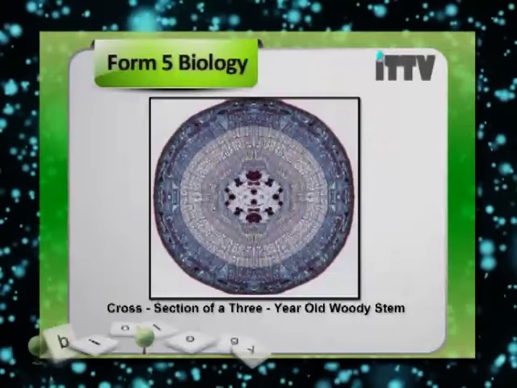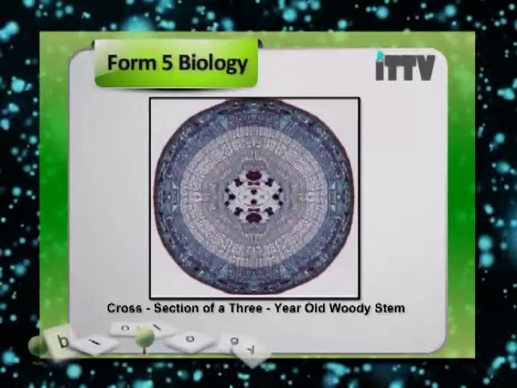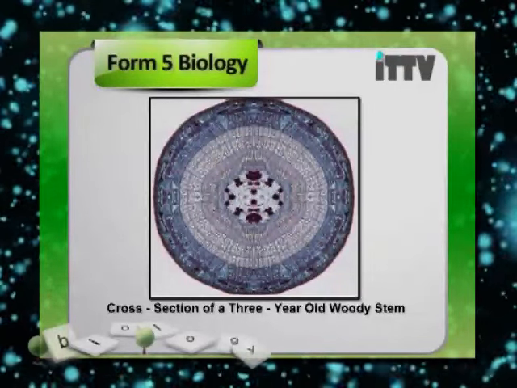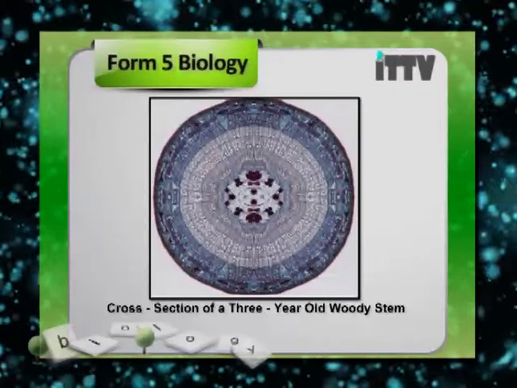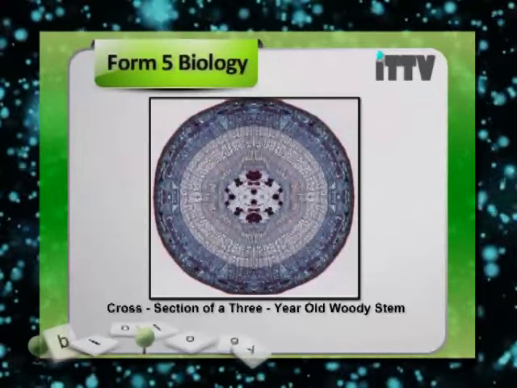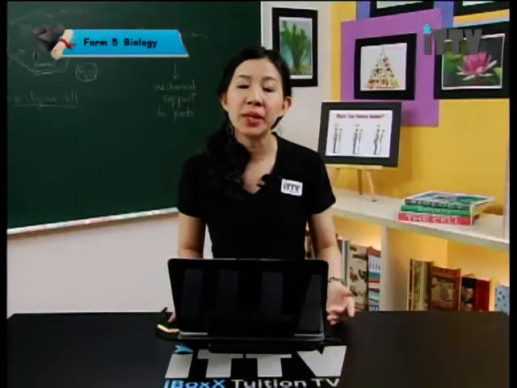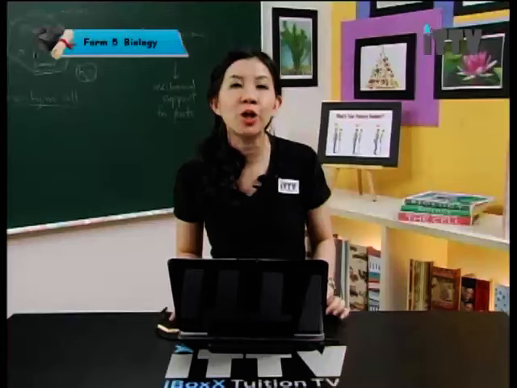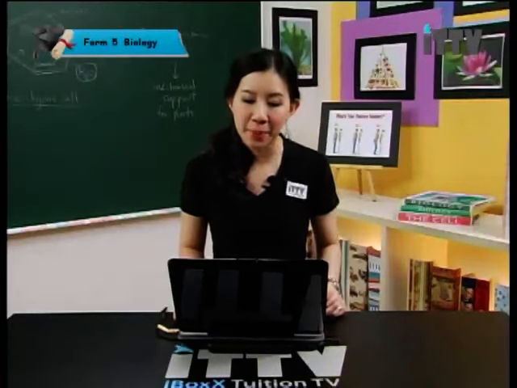Now let's look at a cross-section of a 3-year-old woody stem. Do you notice the 3 annual rings? Yes, it's very obvious that there are 3 annual rings in this 3-year-old woody stem. So it's right that you can tell the age of a woody plant by counting the number of annual rings that it has in the cross-section of its stem.